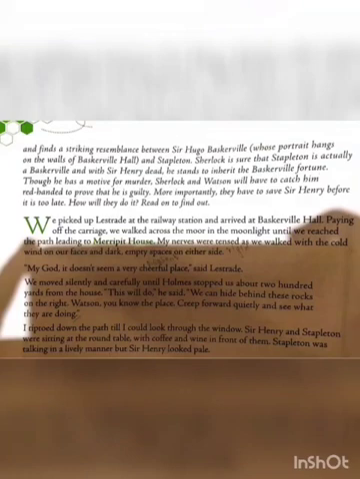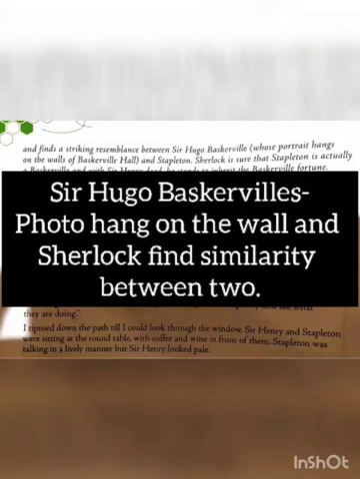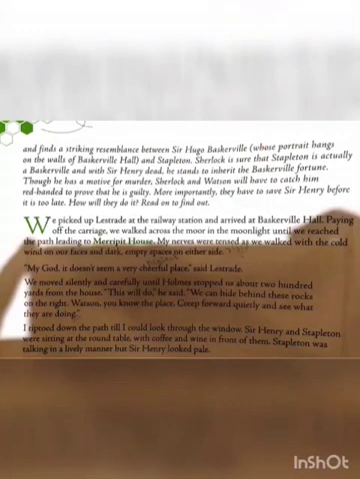While visiting Baskerville Hall, Sherlock Holmes finds a photograph hanging on the walls. Whose photograph is that? It's Hugo Baskerville's photograph. Sherlock Holmes finds some similarities between Hugo Baskerville and the archaeologist Stapleton. So Sherlock is sure that Stapleton is somehow connected with Baskerville. Sir Hugo Baskerville has already died, and his photo hangs in Baskerville Hall. After seeing that, Sherlock Holmes understands that Stapleton is somehow connected with the Baskerville family.